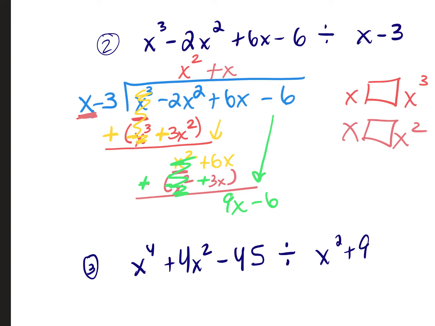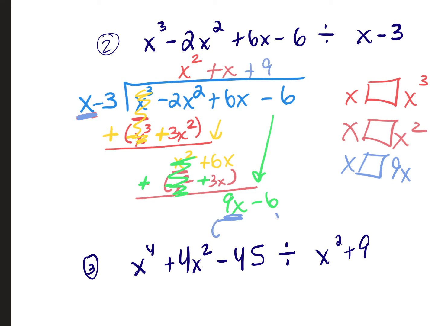6x and 3x is 9x, right? And then I bring down my 6. So now I say first term again into first term. So x times what gives me 9x plus 9.